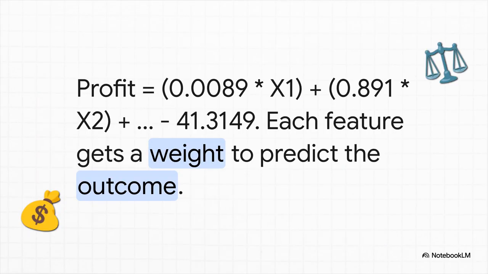And what you get out of a linear regression is a nice, clean formula, just like this one from the exam paper. Don't let it intimidate you. It's actually pretty straightforward. Each X is just one of your features. Maybe X1 is how much you spent on ads, and X2 is your website traffic. The numbers attached to them are the weights. They tell you how important each feature is. So to predict the profit, all you have to do is plug in your numbers for each X and do some simple arithmetic. That's it.